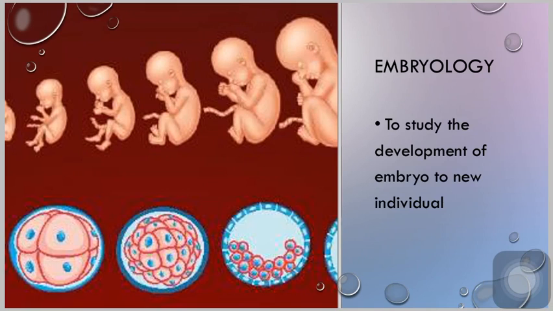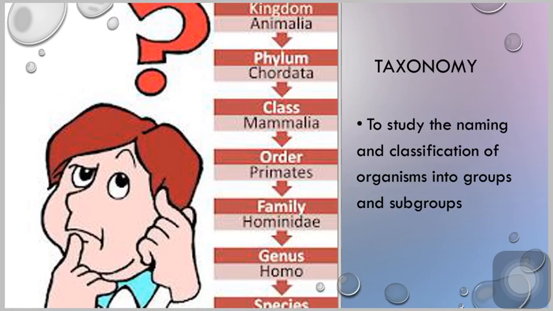Embryology. When we are talking about embryology, we study the development of an embryo into a new individual. From the cell to the formation of an individual is studied under embryology. Next one is taxonomy. When we are talking about taxonomy, we study the naming and classification of organisms into groups and subgroups.